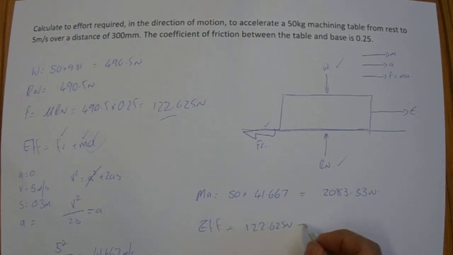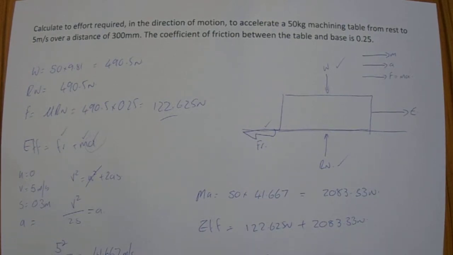Now we can go through and solve for the effort, because our effort will equal our friction of 122.625 newtons plus our out of balance force of 2083.33 newtons, and that combined equals 2,206 newtons required to achieve this acceleration.